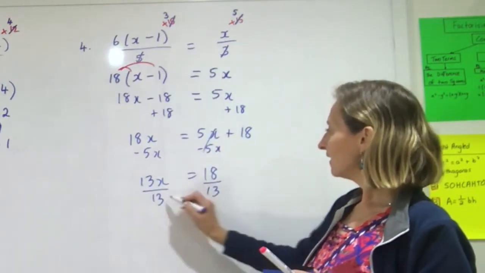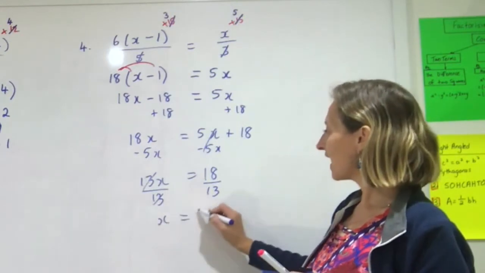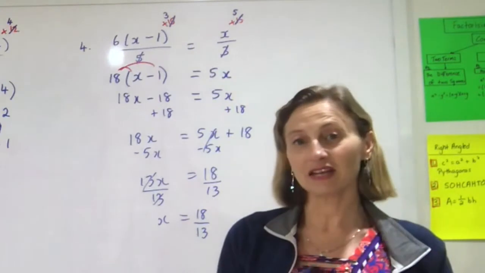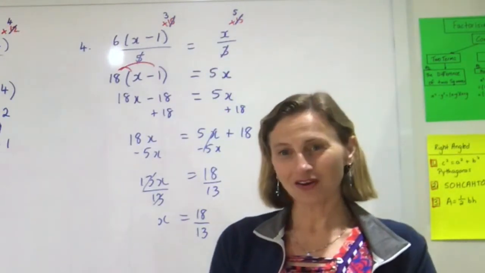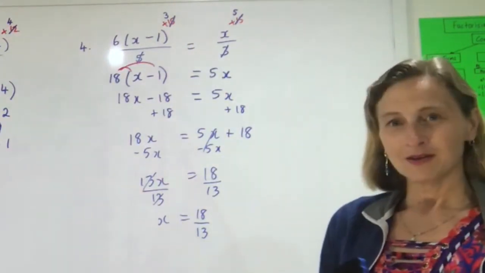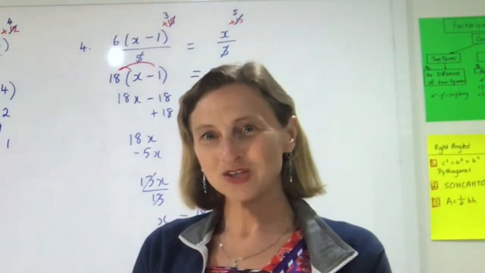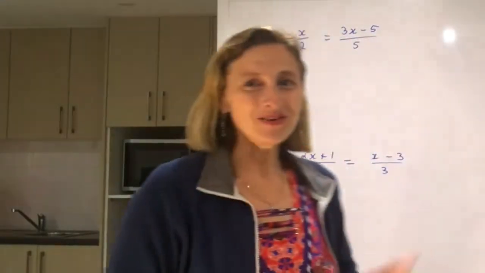And don't forget, if the numbers don't go into each other, like 18 over 13, we can just leave our answer like that. And perfectly fine. How did you go with those? You think you're going to be brave enough to do some for yourself? Let's check it out. Right, you ready? Have a look at the questions.